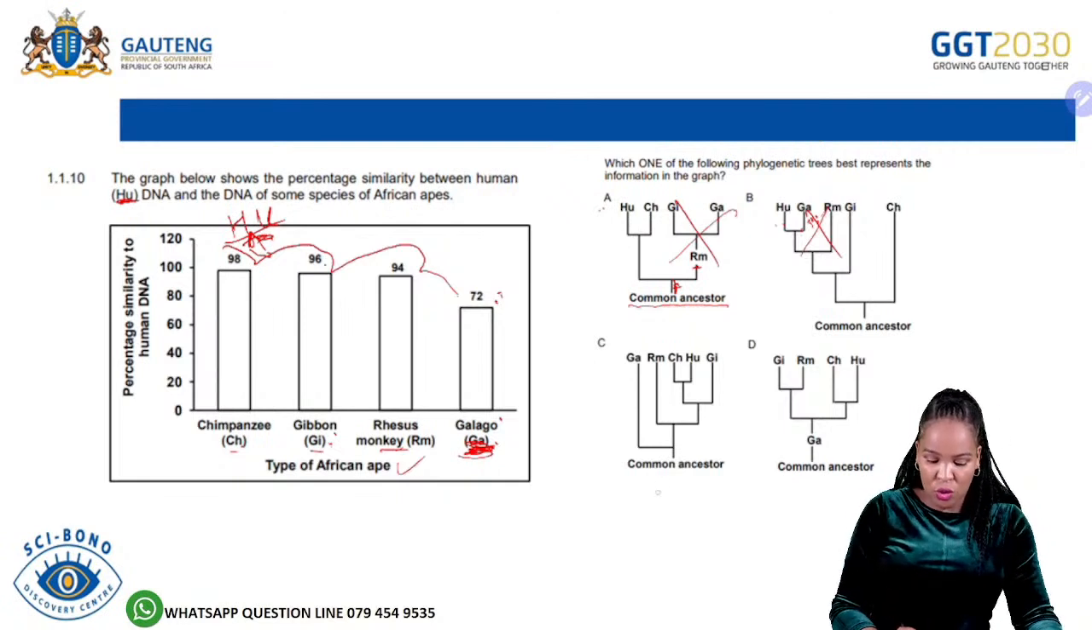Now let's look at C. C says there is the common ancestor for all. And then you see the galago.